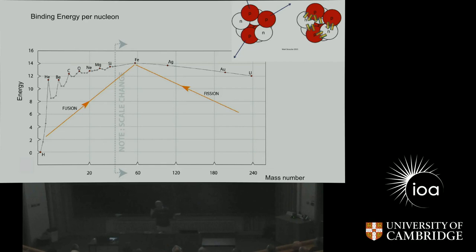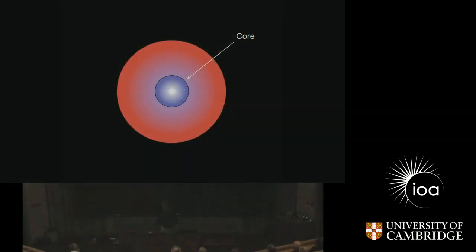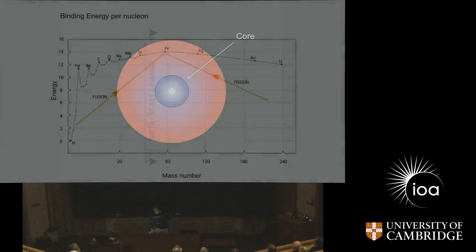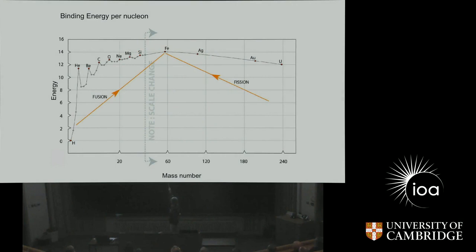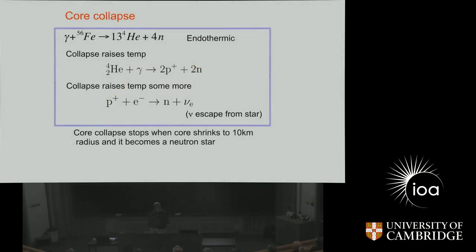We create this iron core, and we run into a crisis because the iron core can no longer produce energy. And so it no longer has the potential to sustain itself by maintaining a pressure, because we have got to this point, and we can't use iron as a fuel to either fuse or split. But don't worry about the details.